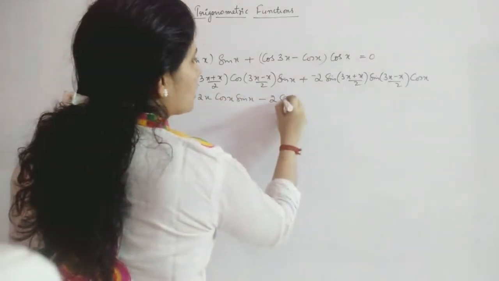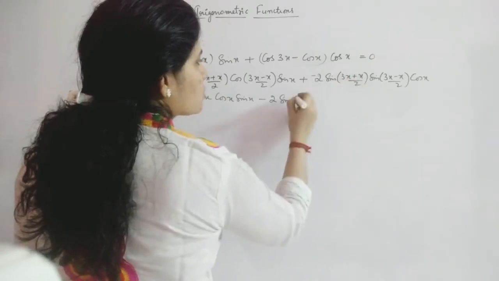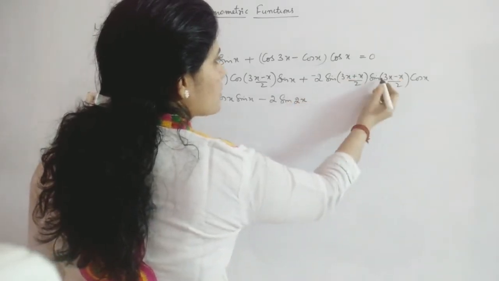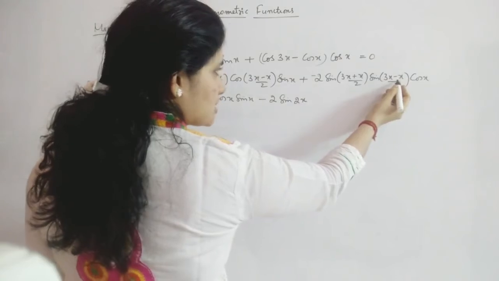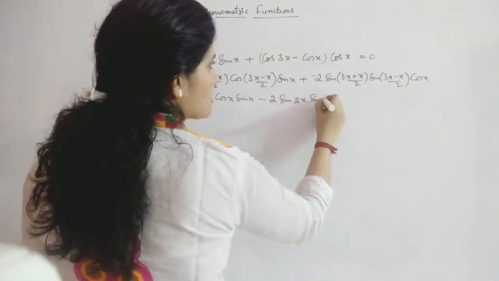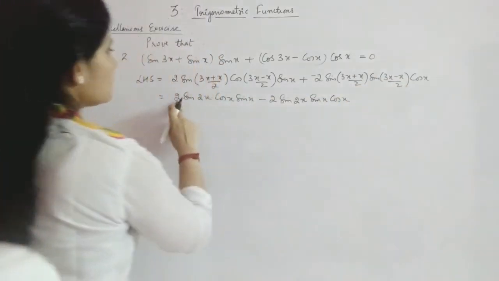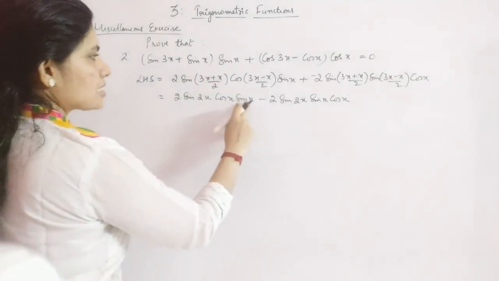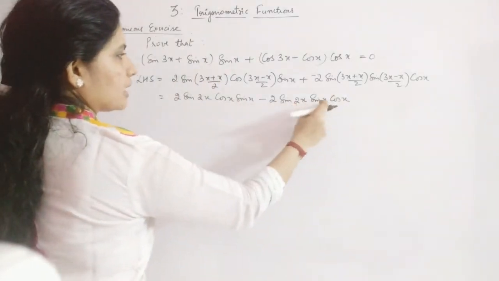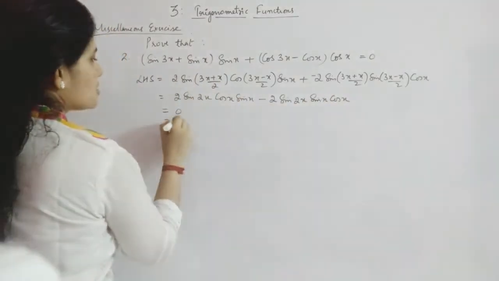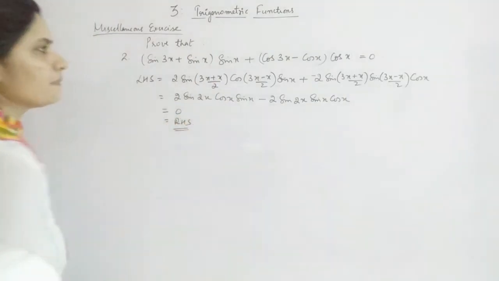This will give you sin again 4x by 2 will give you 2x, and here you will have sin of (3x minus x), 2x by 2, sin x cos x. Check the terms, 2 sin 2x cos x sin x, 2 sin 2x cos x sin x. So you are getting it to be 0, which is your RHS. Okay, just application of the formula.